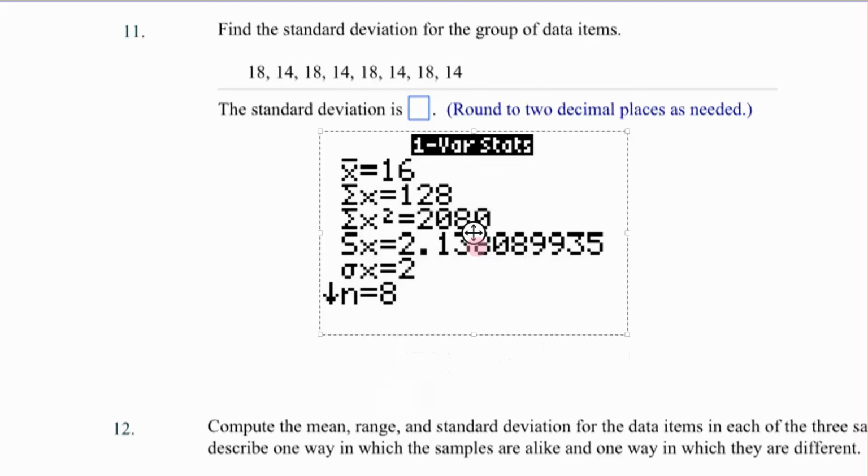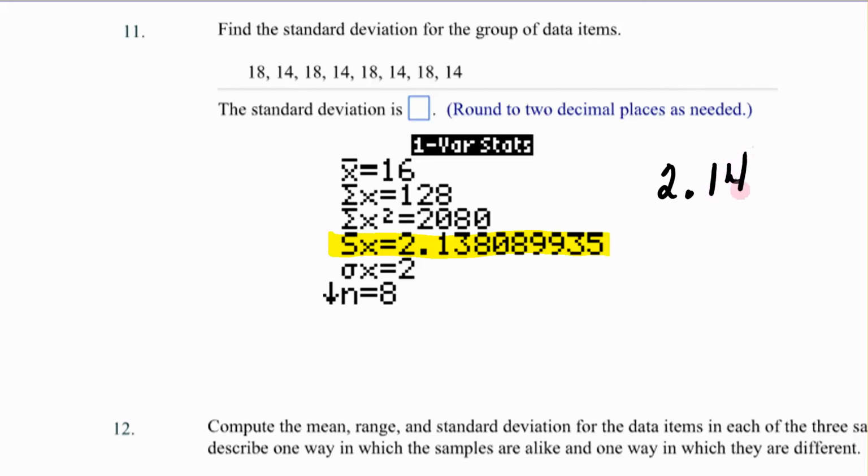Move it up just a little bit, and the standard deviation for my sample rounded to 2 decimal places will be 2.14. That 8 causes me to round that up to a 4.